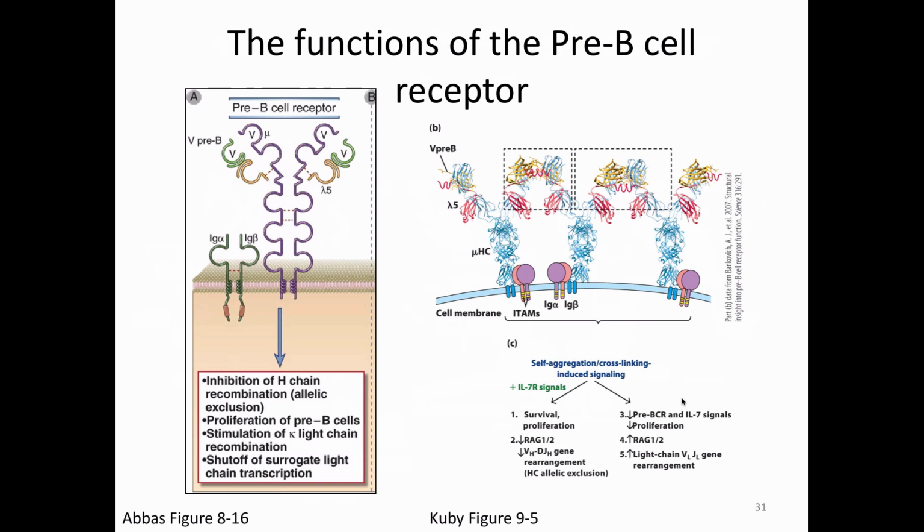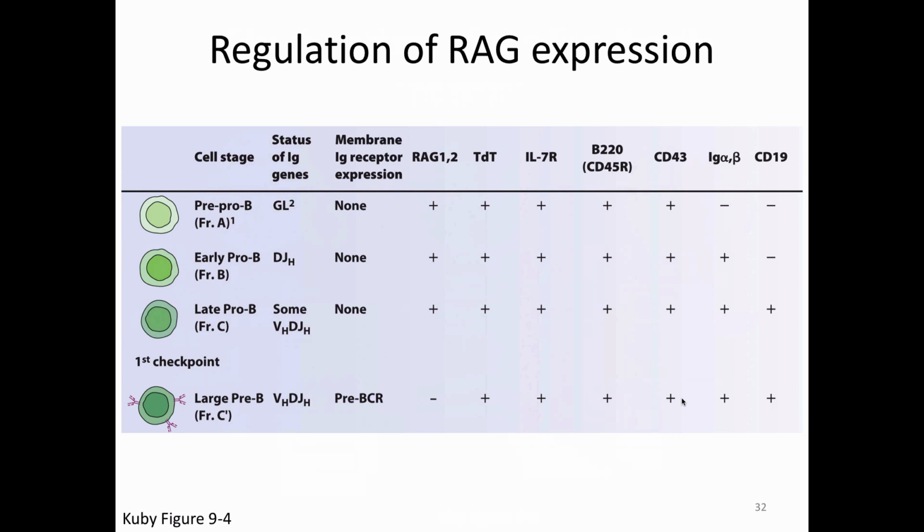First, we're going to see some other inhibitory signals before we see some other types of positive signals. So one of the things that we see at the beginning with our pre-B cell is actually that pre-B cell stops making RAG for a while.